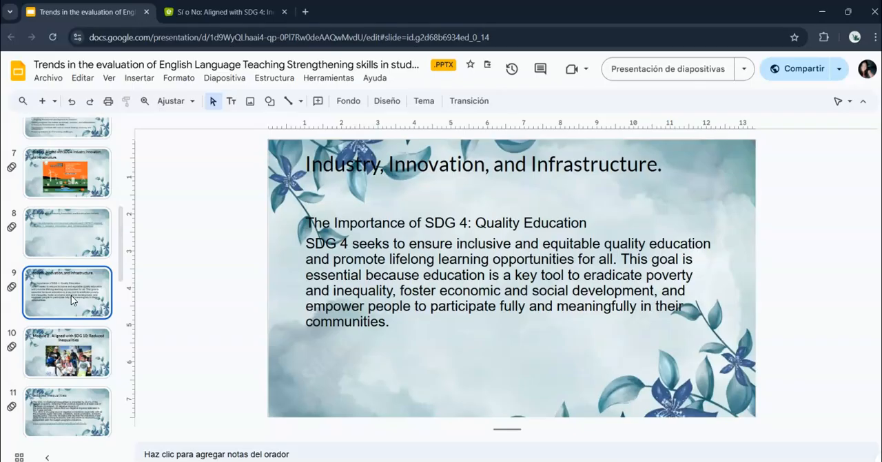Importance of SDG 4 for quality education. SDG 4 seeks to ensure inclusive and equitable quality education and promote lifelong learning opportunities for all. This goal is essential because education is a key tool to eradicate poverty and inequality, foster economic and social development, and empower people to participate fully and meaningfully in their communities.